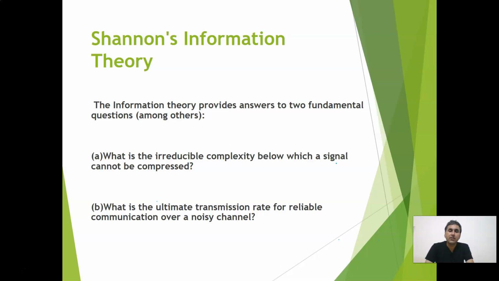As I said, this course is divided into two parts. In the first half, we will cover Shannon information theory, and in the second part, we will cover coding theory. The great scientist Shannon, in his information theory, provided answers to two fundamental questions. The first question was, what is the irreducible complexity below which a signal cannot be compressed? Shannon answered this question in Shannon Fundamental Theorem 1. And the second question, what is the ultimate transmission rate for reliable communication over a noisy channel? Shannon again answered this question in his Shannon Fundamental second theorem.